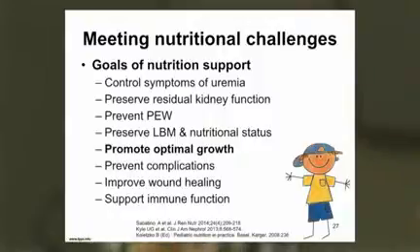Of course, we would want to control the symptoms of uremia, preserve the residual kidney function, prevent protein energy wasting if we can at all, and preserve lean body mass and nutritional status. And last but not least, the very important one, we would like to promote optimal growth, because even during acute kidney injury, growth can be impaired, even if they do not continue on to chronic kidney disease. And then to prevent complications, the wound healing and the immune function, as we are all very familiar.